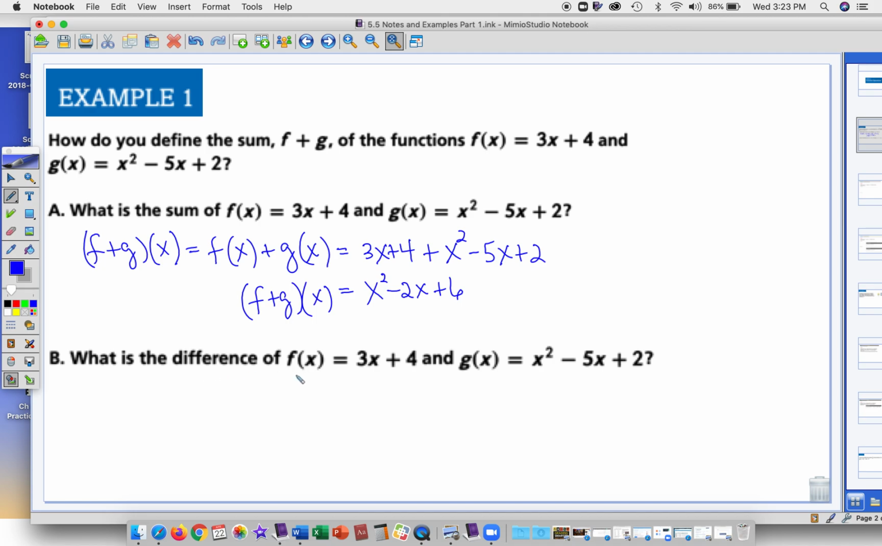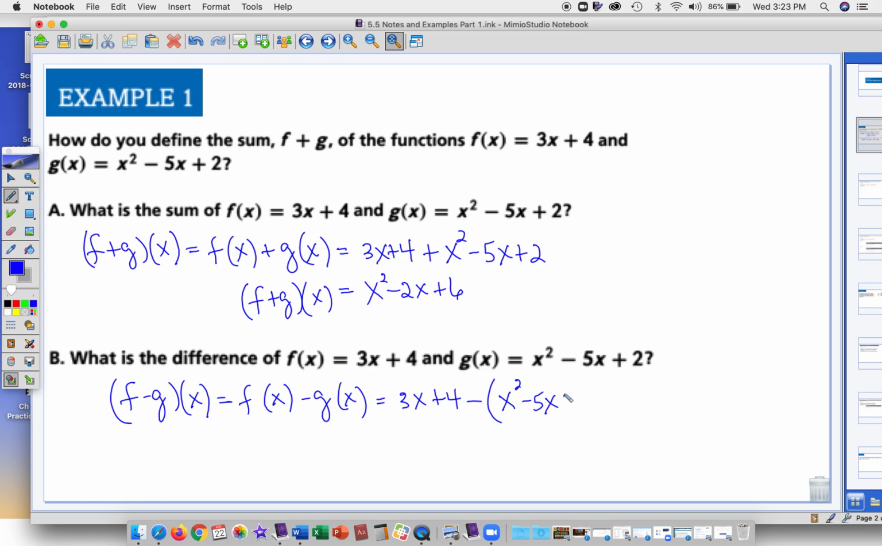Okay, what is the difference of those two functions? So for the difference, we would write that as f minus g of x, which is the same as f of x minus g of x. So now I'm taking 3x plus 4, and I'm subtracting g of x. Now when I do that, I'm going to put a parenthesis. When we're adding, we didn't need it, but when we're subtracting, we need to remember to distribute that negative and change the sign of every term, all three terms.